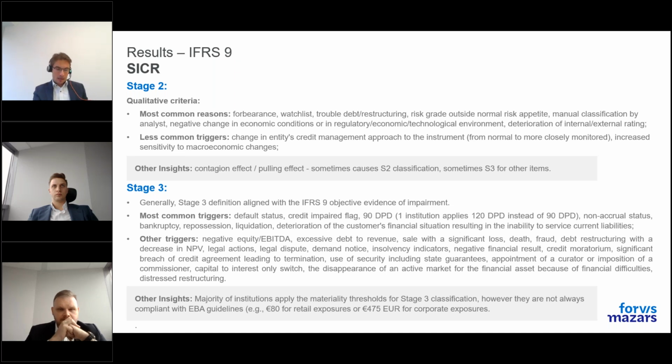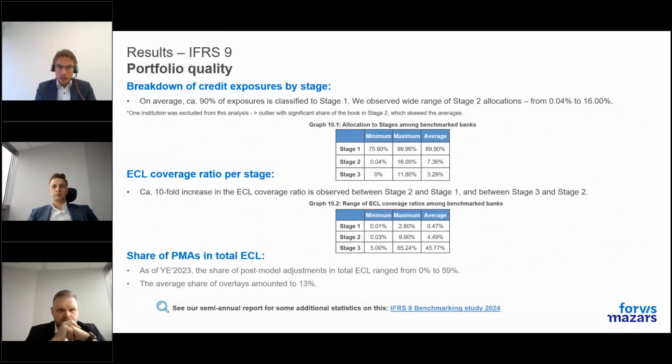So it's sometimes difficult to understand what would be the reason for those differences or the lack of compliance with the EBA guidelines.